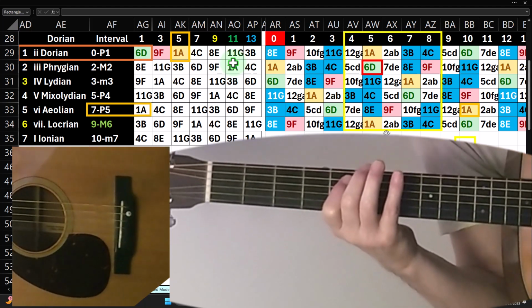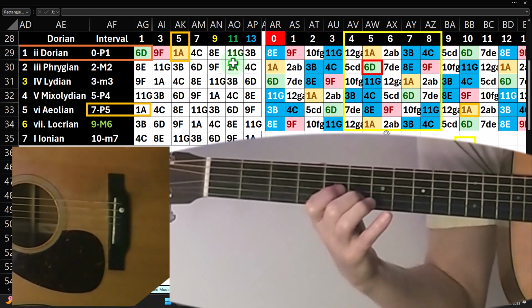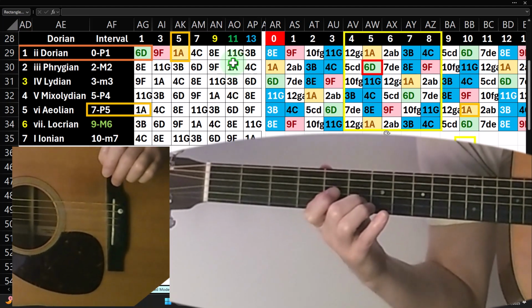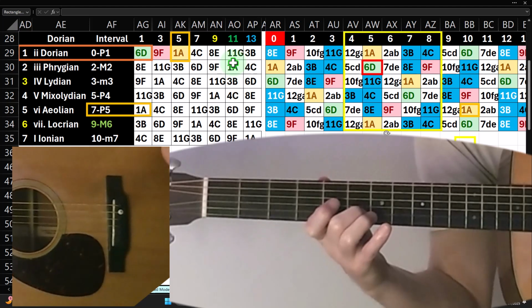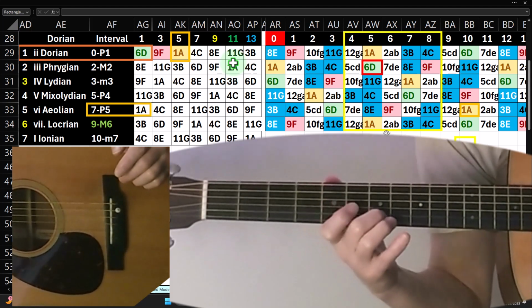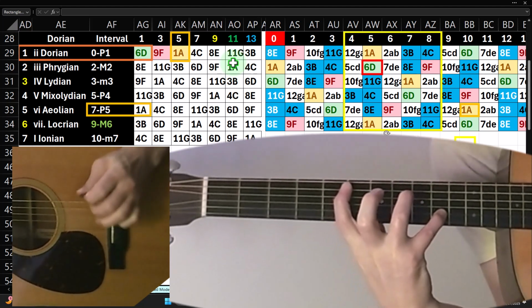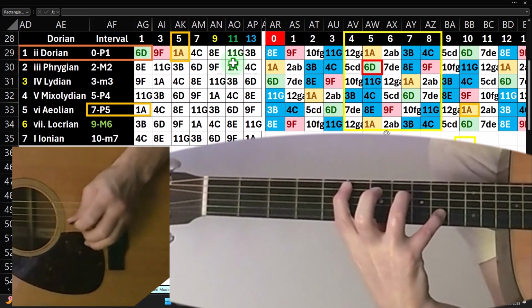Wait, did I count that out? Yeah, I did. So it's going to be here, 5, 10, and then I have to shift up because of the fault line to 15 on this one. And then that's 15 minus 12 is 3, 4, 5, 6, 7. So there's my A right there. So that's a bit of a reach.